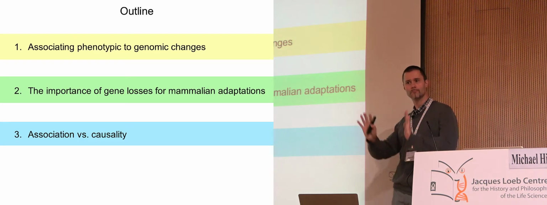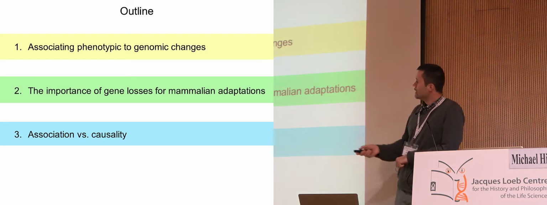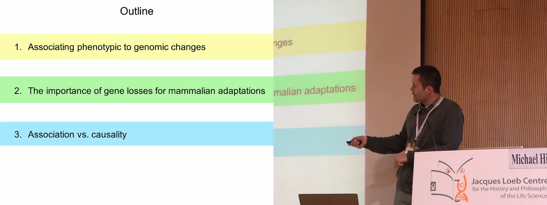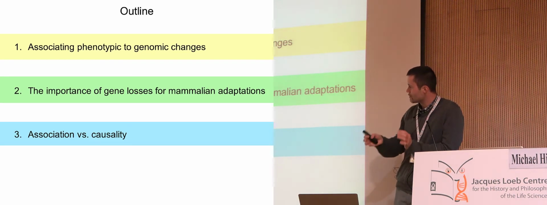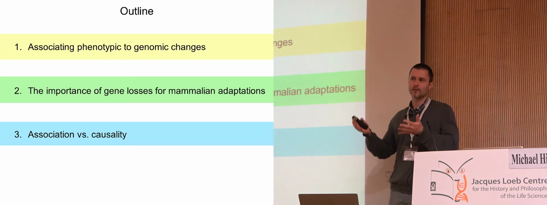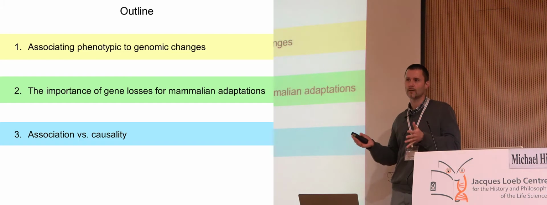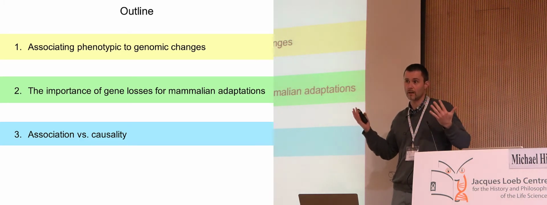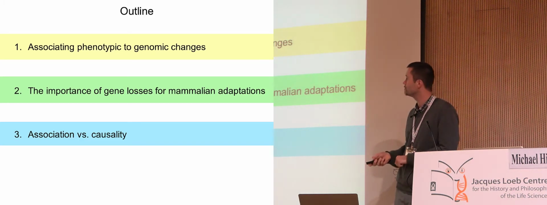Then I will show you that we think sometimes losing genes is actually important for adaptation. This may be a strong claim. And at the end, I'd like to discuss a bit association versus causality, and what's potentially needed to distinguish the 2, and where I see the limits of what's feasible.